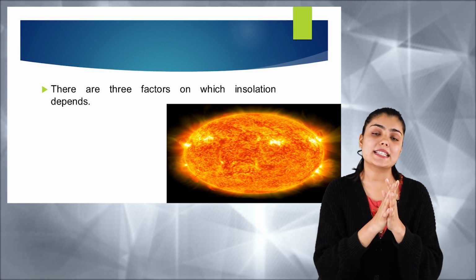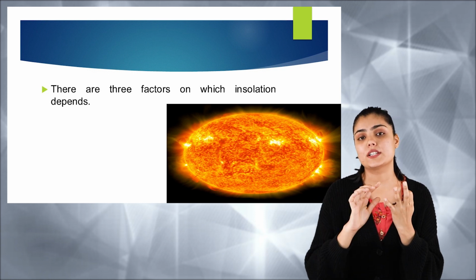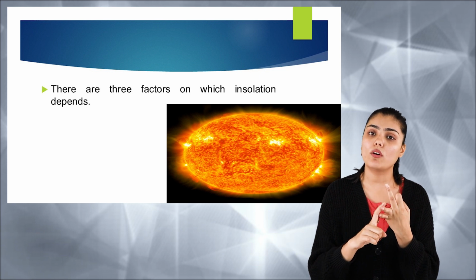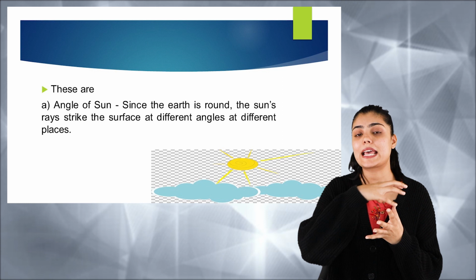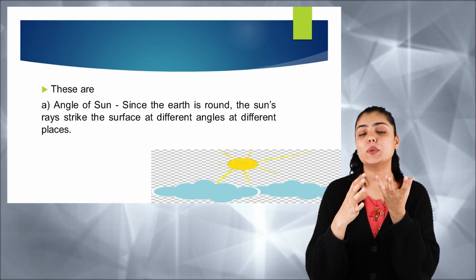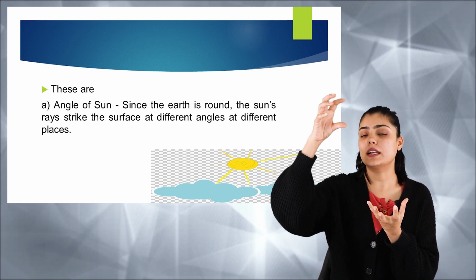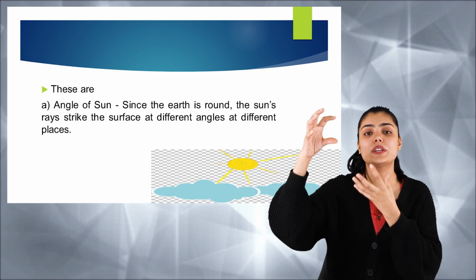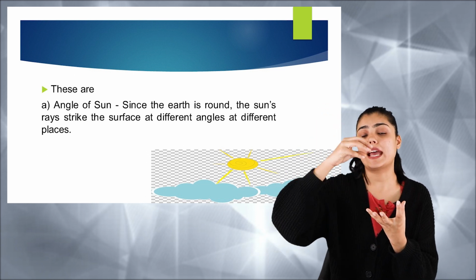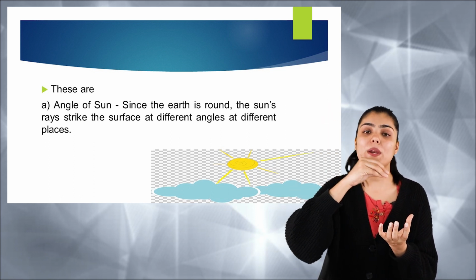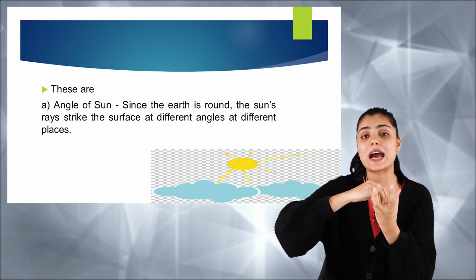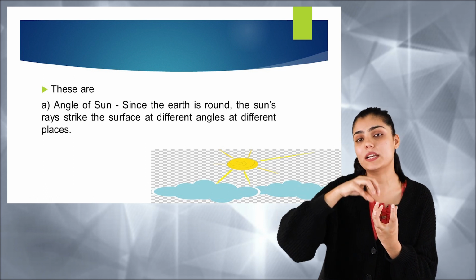The insolation, as I said, depends on various factors such as the angle of the sun, the duration of the day, and the atmospheric layers to be crossed. The first one is the angle of the sun. As we know, the earth is round, and the rays of the sun do not reach every area of the earth at a particular angle. It is obvious that the angle at which the sun's radiation reaches the earth, which is round, differs from one place to another.